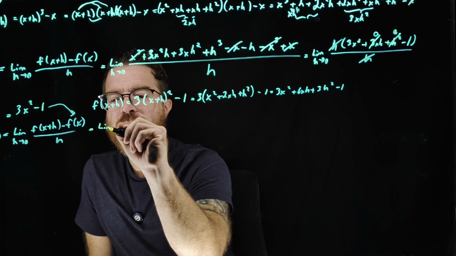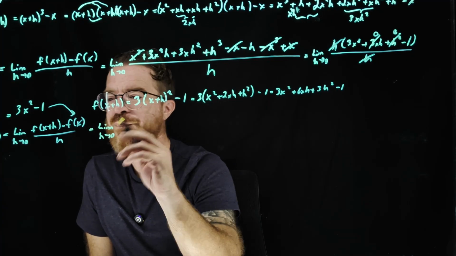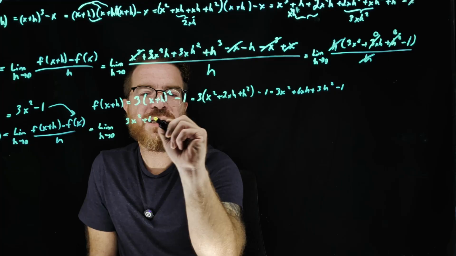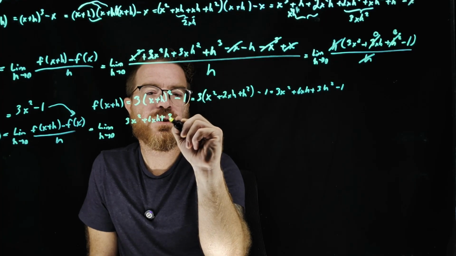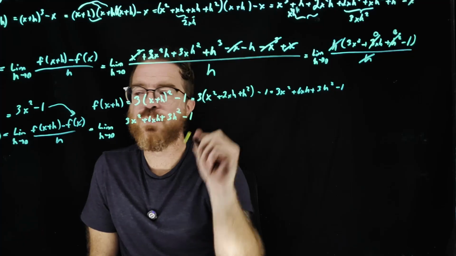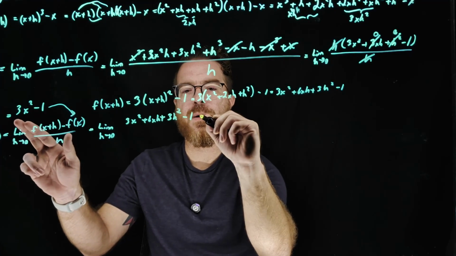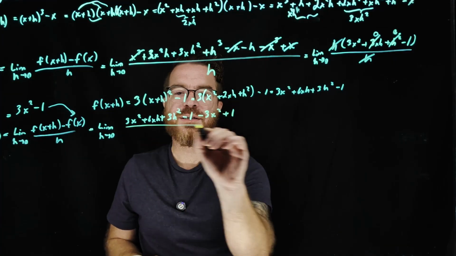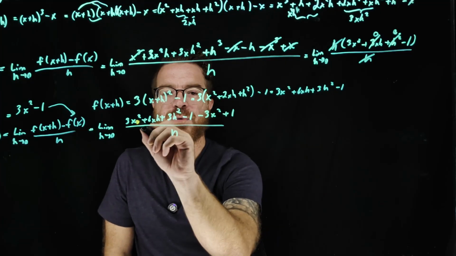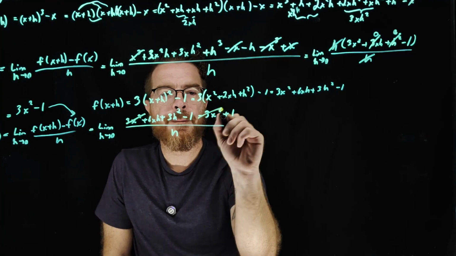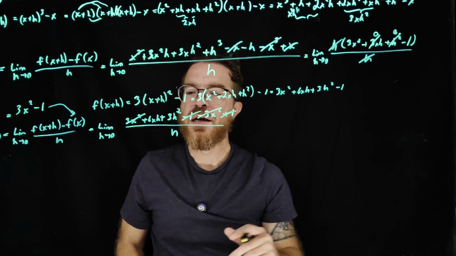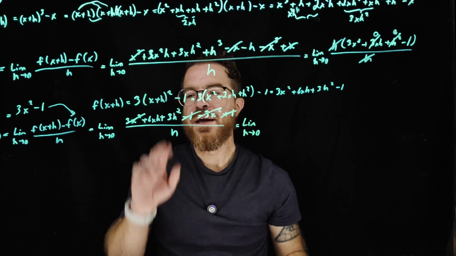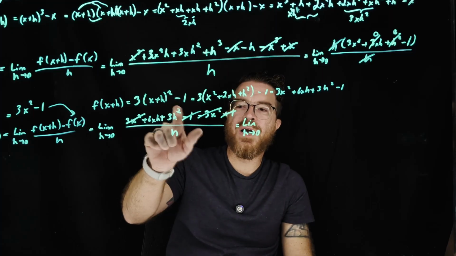So this is going to be the limit as h goes to 0, 3x squared plus 6xh plus 3h squared minus 1 minus f of x, so minus 3x squared plus 1, all of this divided by h. So the 3x squared and the minus 3x squared cancel with each other. The minus 1 and plus 1 cancel with each other, leaving us the limit as h goes to 0, 6xh plus 3h squared divided by h.